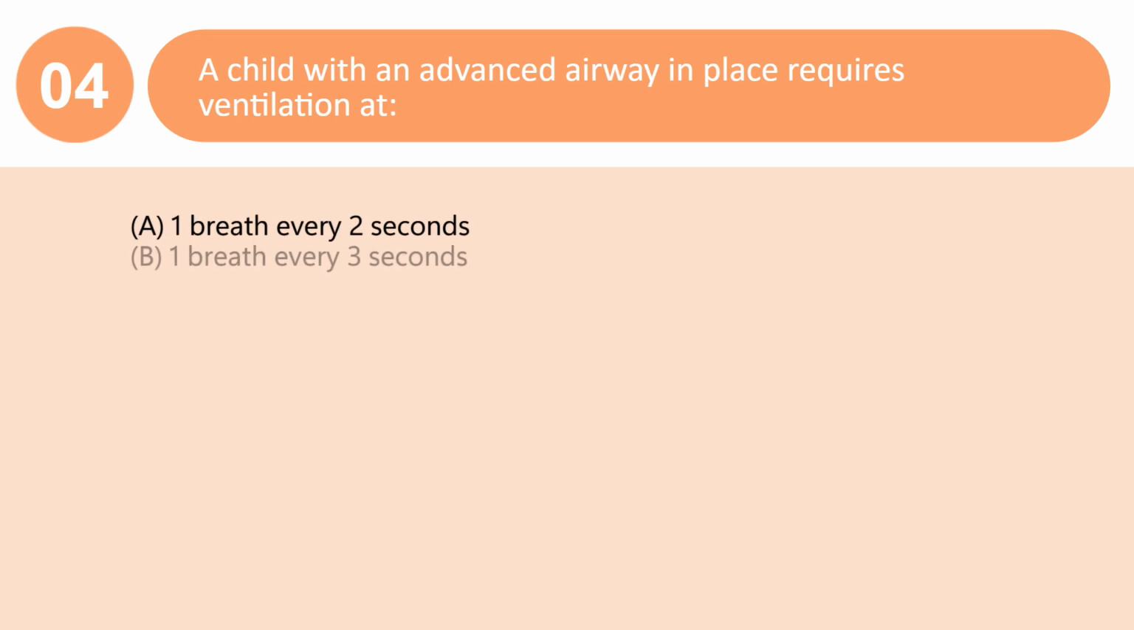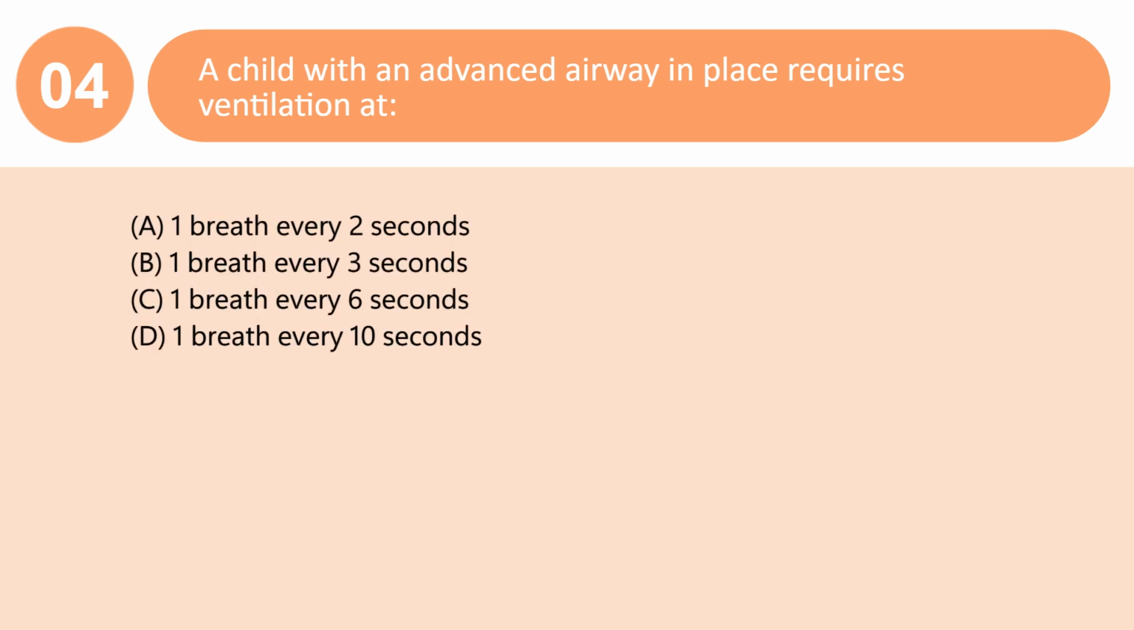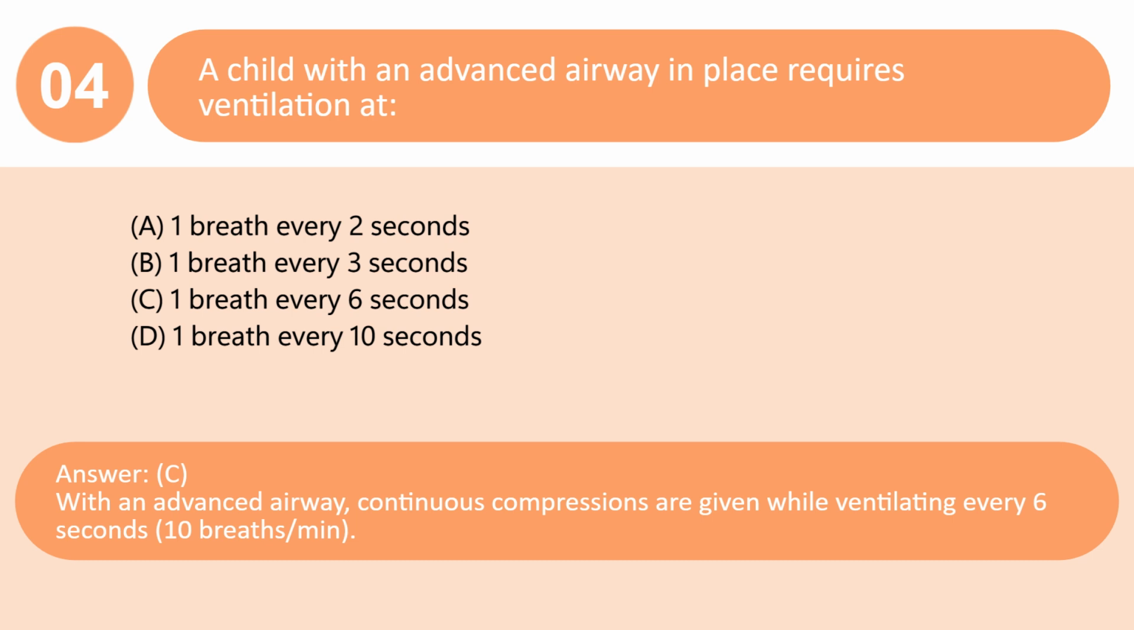A child with an advanced airway in place requires ventilation at: A. 1 breath every 2 seconds. B. 1 breath every 3 seconds. C. 1 breath every 6 seconds. D. 1 breath every 10 seconds. Answer: C. With an advanced airway, continuous compressions are given while ventilating every 6 seconds, 10 breaths/min.